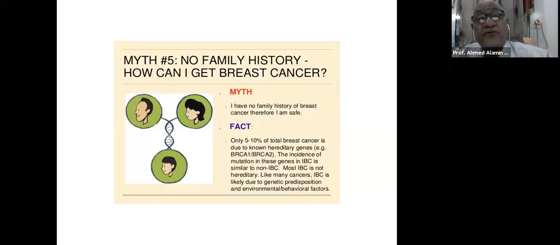I have no family history of breast cancer. Therefore, I am safe. People forget that only 5 to 10% of patients have a family history. The majority haven't got that. So that doesn't mean if you haven't got it in your family, you are not going to have it. This is a myth.